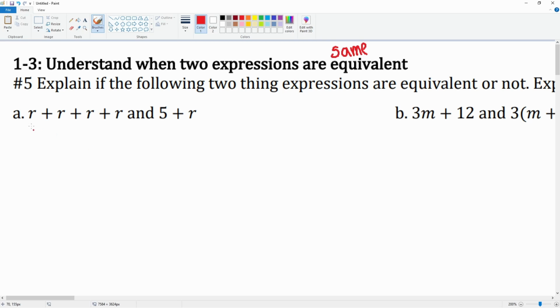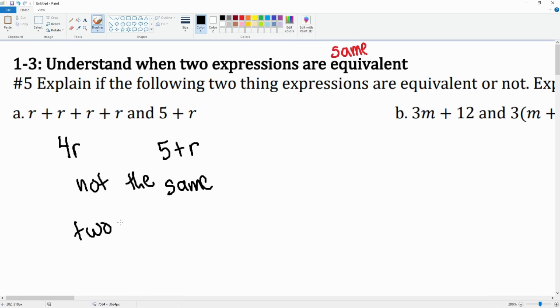Okay. Let's see if this is the same as equal to this. Well, we can simplify it so we can take a better look at it. R plus R plus R plus R, which is just 4R. Okay, then we have 5 plus R. These two here are not the same. So if you said not the same, you can also say the two expressions here are not equivalent. Because look, they're not the same.